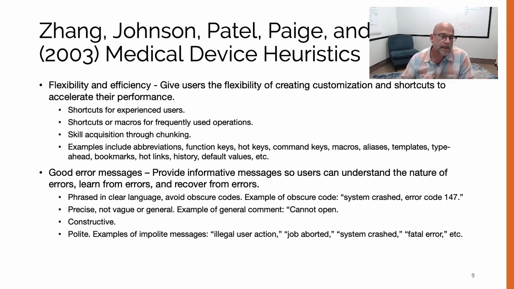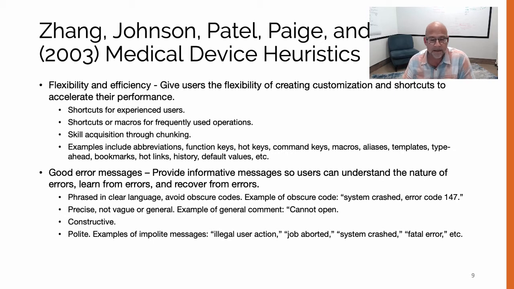Give users flexibility of creating customization and shortcuts. That is, provide them with control to kind of customize what it is they want to work on. Provide useful error messages that tell people not only what went wrong, but why it went wrong and what they can do to fix the situation. And make sure that these error messages are polite. Talk to people the way you would want to be talked to.